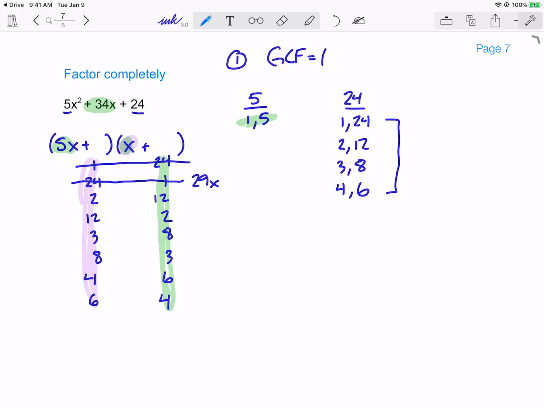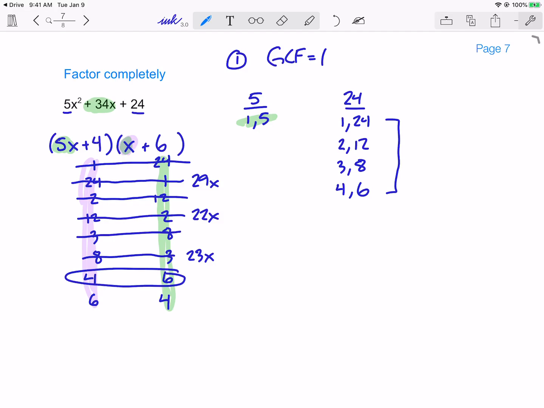5 times 12 gives me 60, so this is more than 60x. 5x times 2 gives me 10x, plus 12 times x, so 10 plus 12 gives me 22x, that's not 34. 5 times 8 is 40, that's too big. 5 times 3 is 15, plus 8 is only 23, not quite enough. 5 times 6 is 30, plus 4, there's my winner. So my factorization of this problem gives me 5x plus 4, x plus 6.